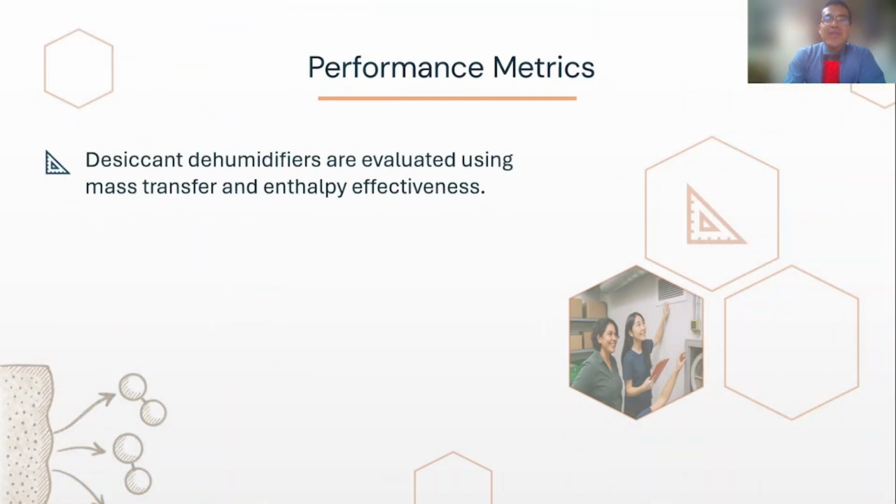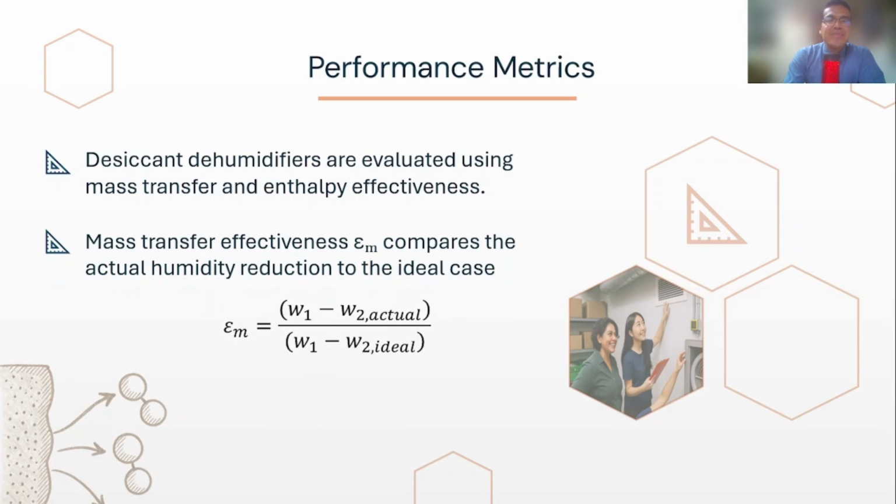To assess the performance of desiccant dehumidifiers, we consider two types of effectiveness, one for mass transfer and one for heat transfer. Both are necessary because the system exchanges both water vapor and energy. The mass transfer effectiveness, shown in this equation, measures how close the actual humidity ratio of the process outlet air is to the ideal. A value close to 1 means highly effective dehumidification. Commercial units typically reach around 0.9.